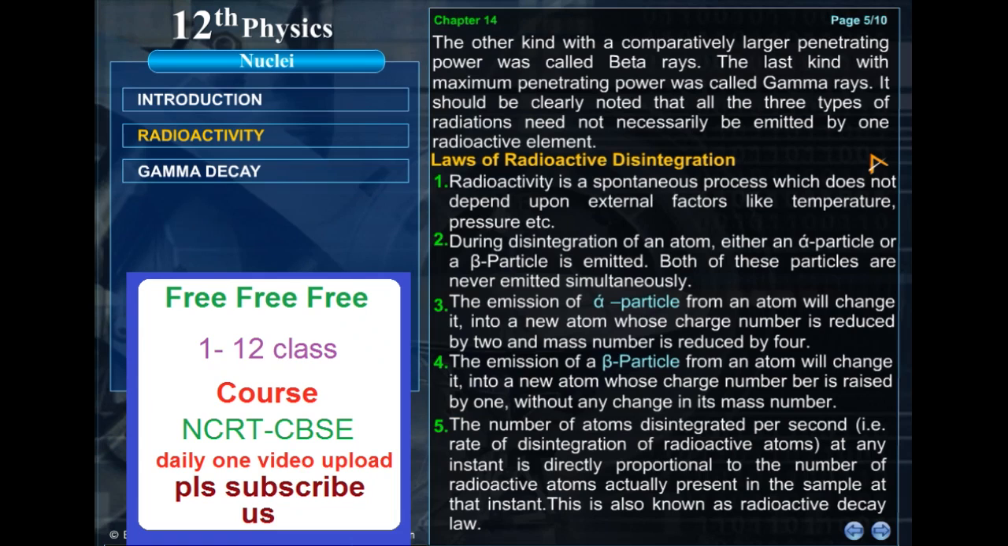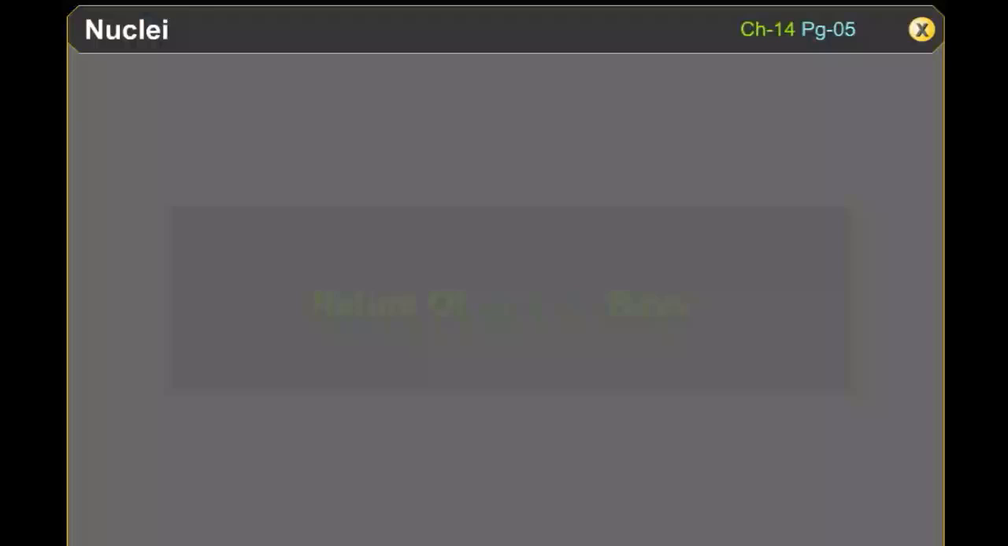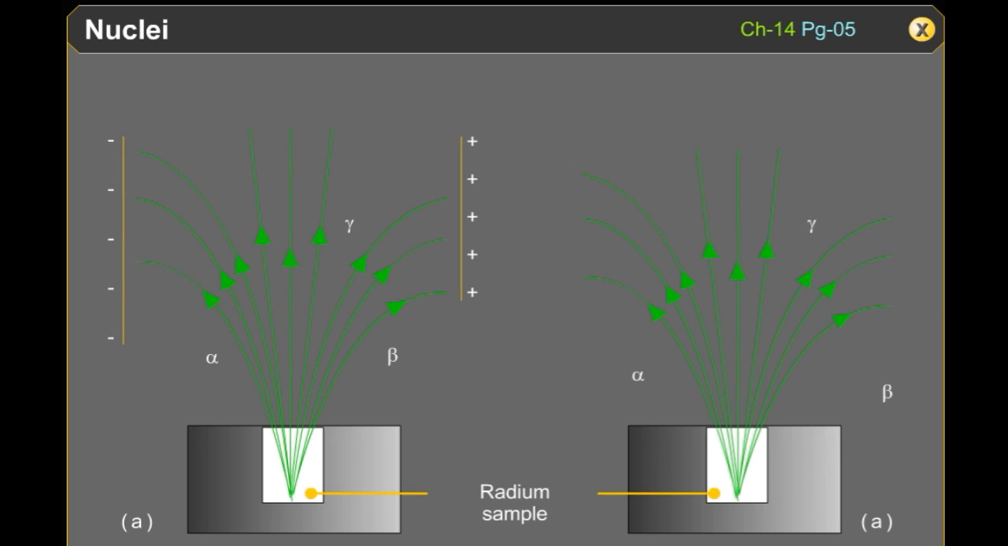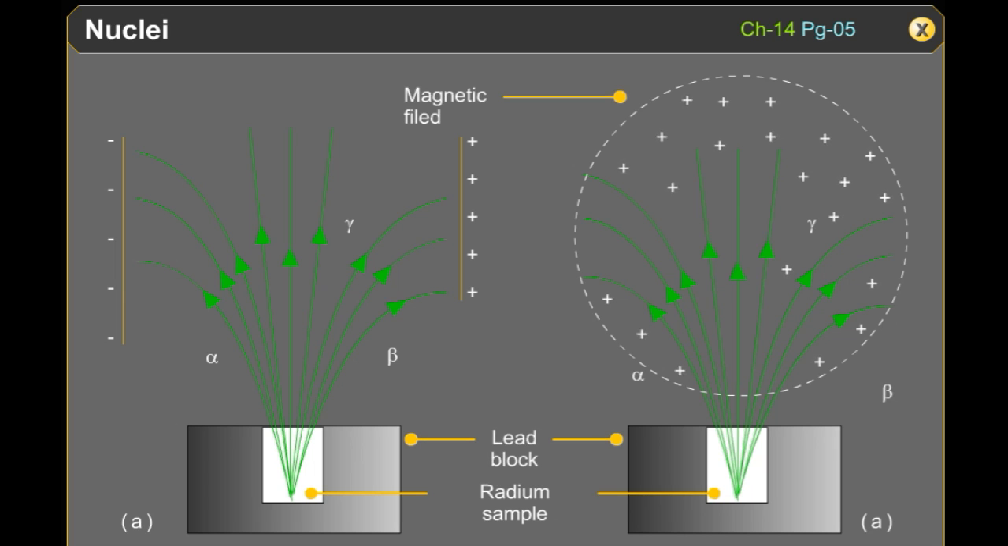Laws of radioactive disintegration. Nature of alpha, beta and gamma rays. This is the method used to show the nature of alpha, beta and gamma rays. The sample of radium is placed in a small cavity drilled in a lead block. The lead block checks all the rays.